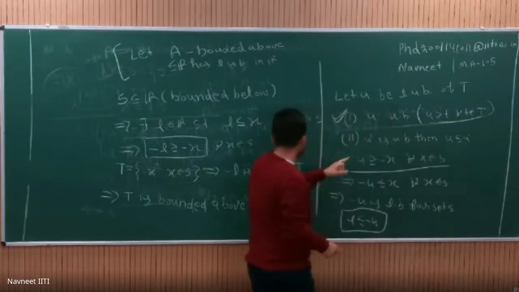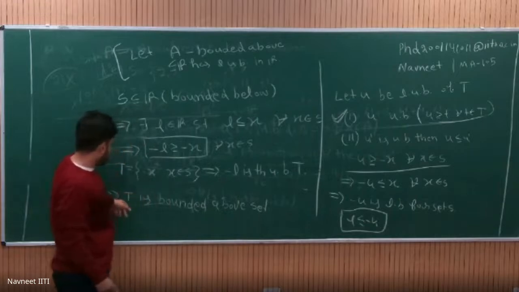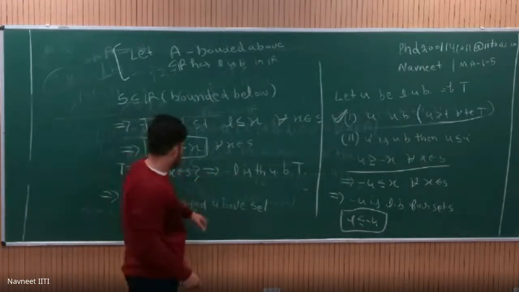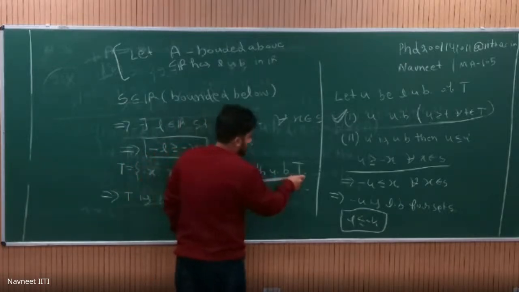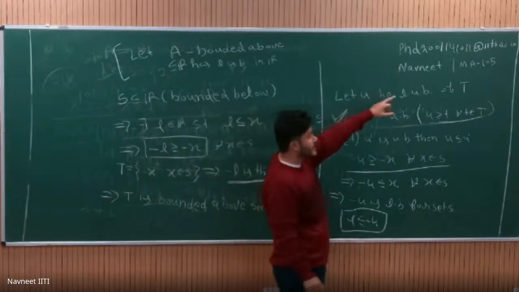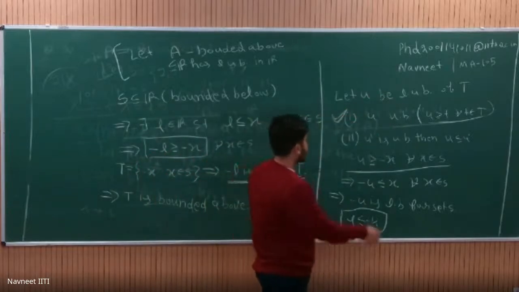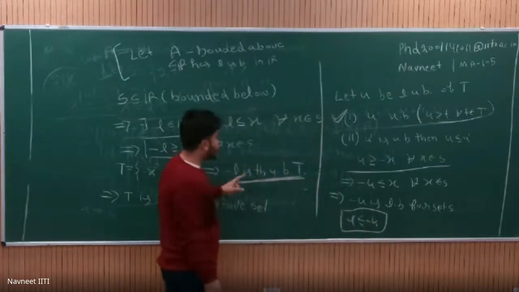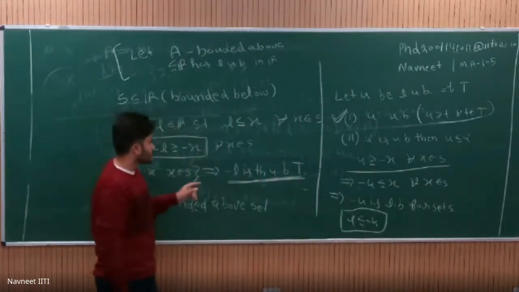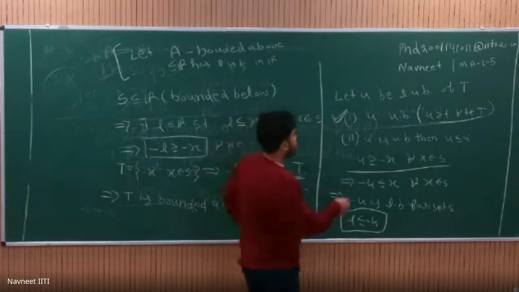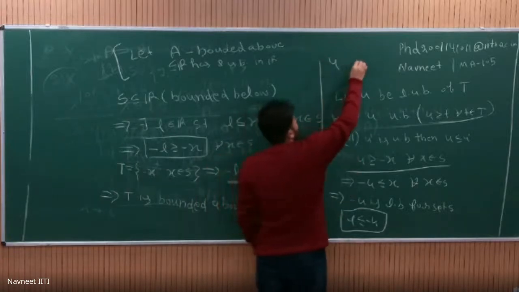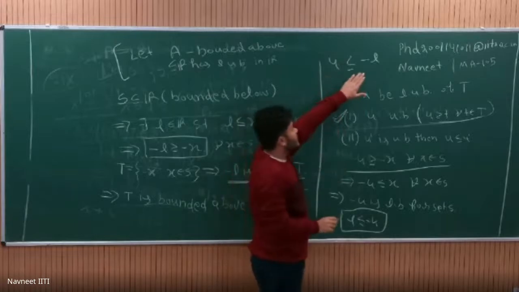And you see that minus L is an upper bound for the set T, and u is the least upper bound. That means what? What is the relation between minus L and u? Minus L is an upper bound for set T, and u is the least upper bound for set T. So u is less than or equal to minus L. This is correct, right?